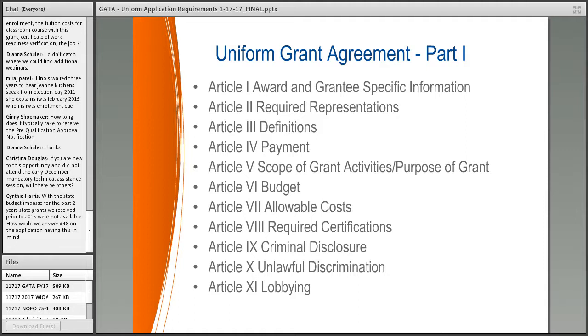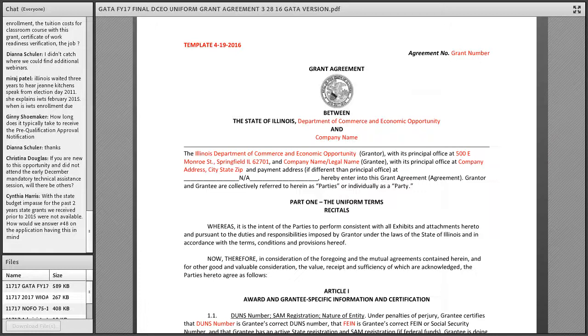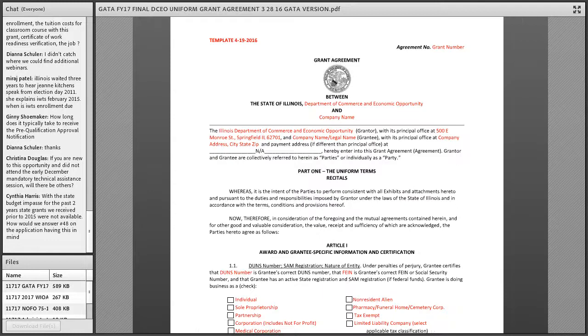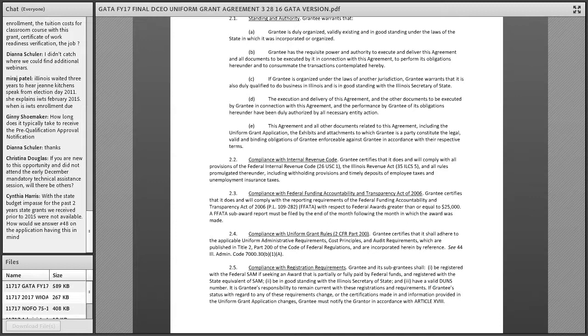The articles are standard, and you'll note that the part one, and Chelsea, if we could maybe get to the standard or the uniform grant agreement, you'll note that it looks somewhat similar to the agreement that Commerce has used in the past. So you'll see the different articles have been moved around a bit, but it is essentially the same information.